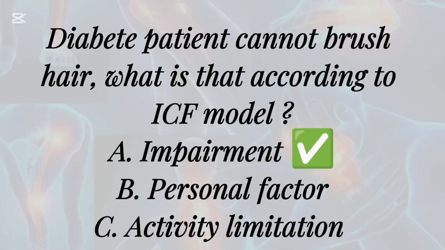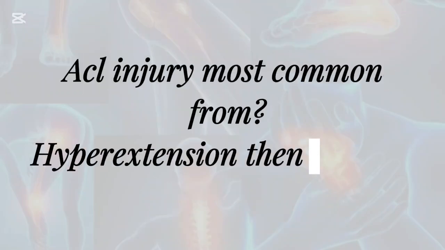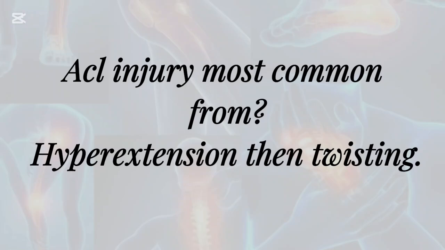Diabetic patient cannot brush hair. What is that according to the ICF model? A. Impairment. B. Personal factor. C. Activity limitation. ACL injury most commonly occurs from hyperextension then twisting.